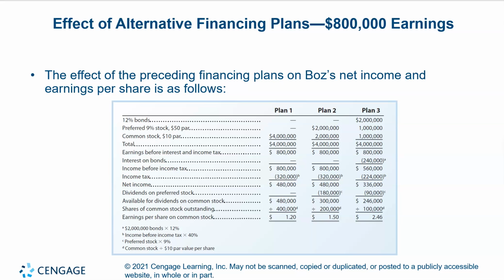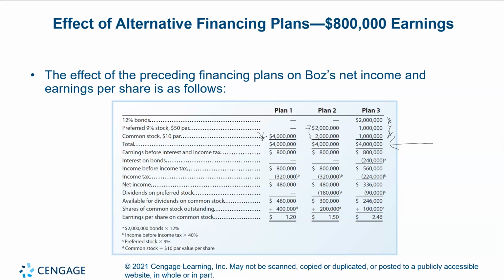All right, so in Plan 1, they were just going to issue common stock. So that's what you'll see right here. And in Plan 2, they're going to issue some preferred stock and some common stock. And in Plan 3, they're going to issue some bonds, some preferred stock, and some common stock. So what we'll do is notice that the total is always $4 million because that's how much money this company wants to receive. And then we're going to look at the impact on earnings per share.